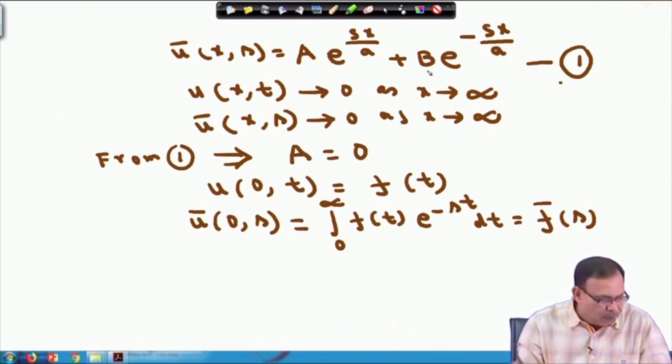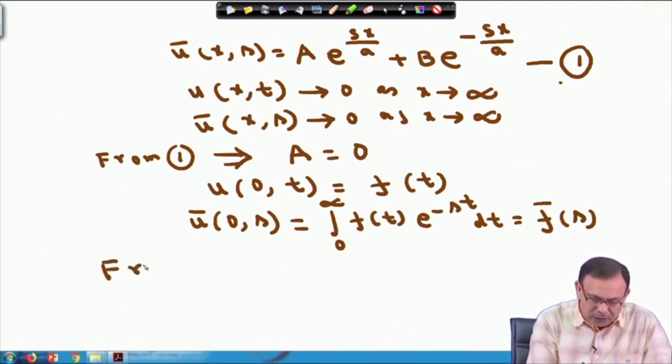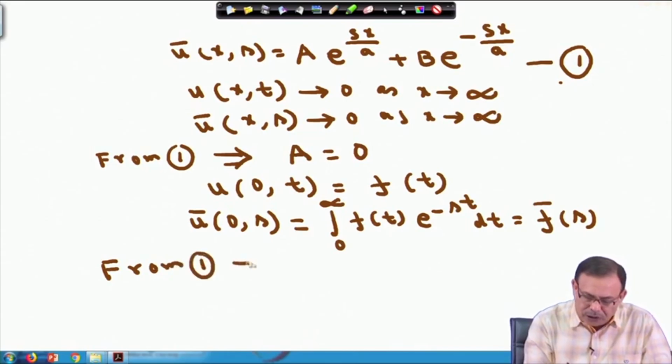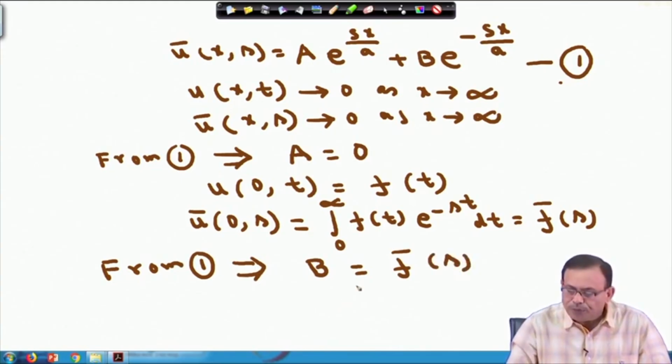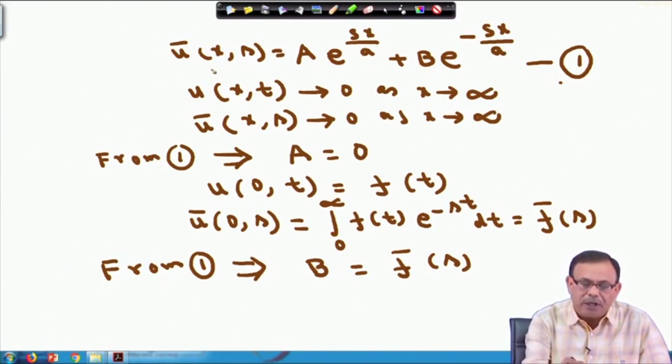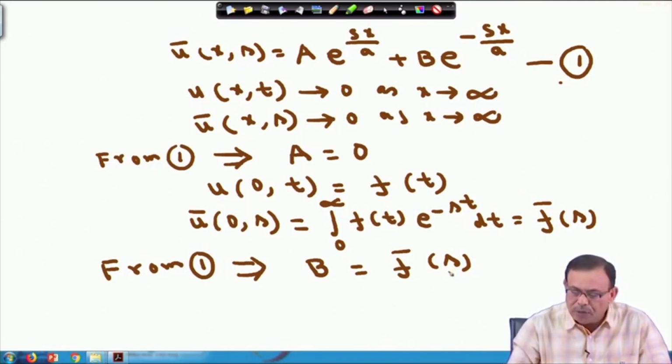So, that you can obtain from 1. Again from 1 you can say that b will be nothing but f bar s. So, from here what is happening, u bar 0 s, I am saying it is f bar s. If I substitute in equation 1, a is already 0, and if x is 0, the e power term will not be there. So, only on the right hand side b will be there, and the left hand side is u bar 0 s, which is f bar s. So, b equals f bar s.